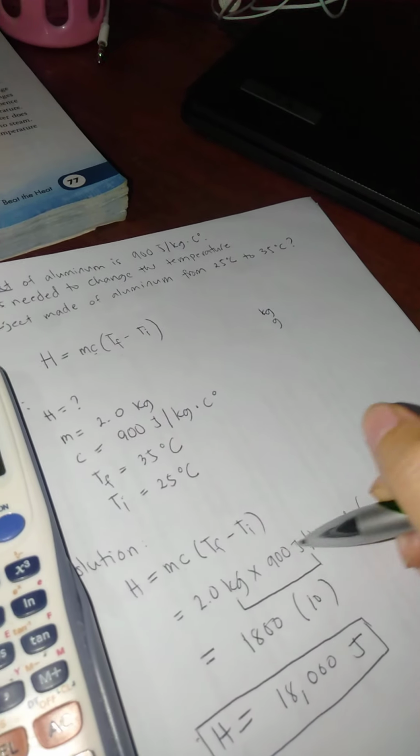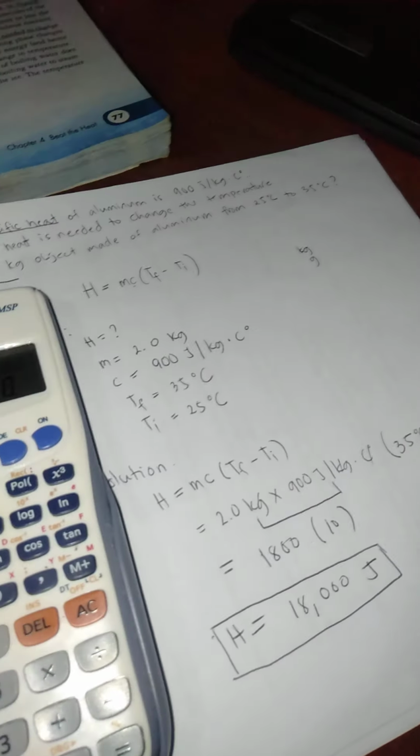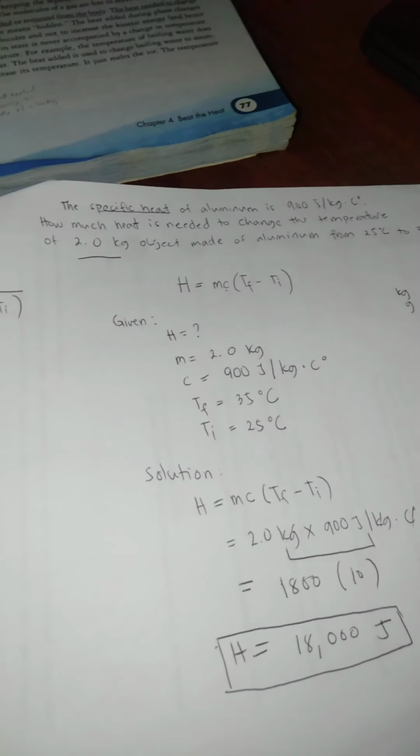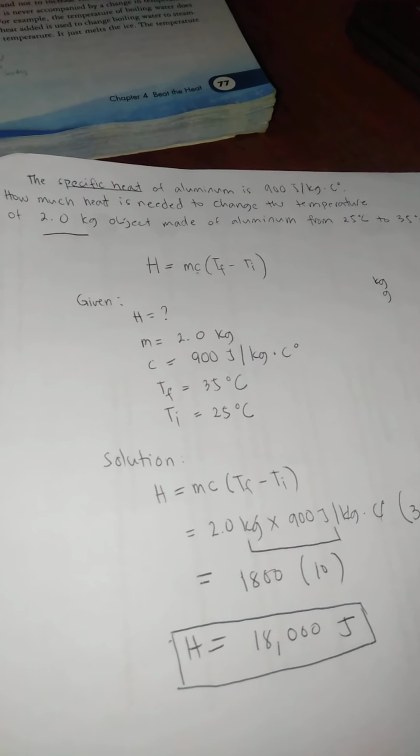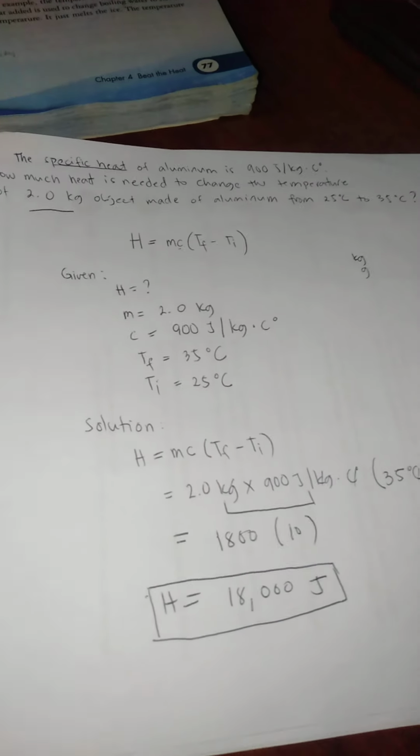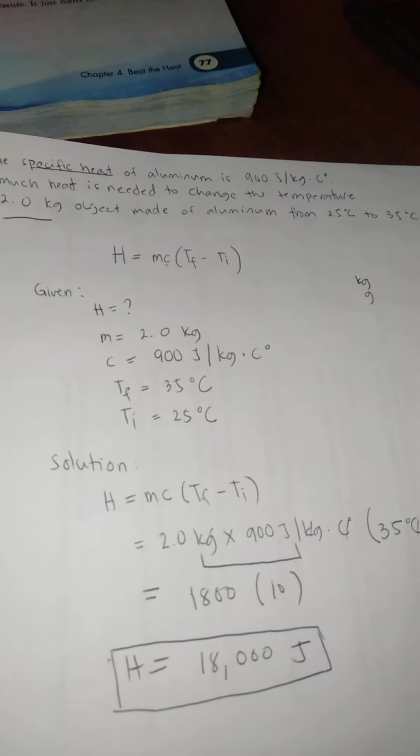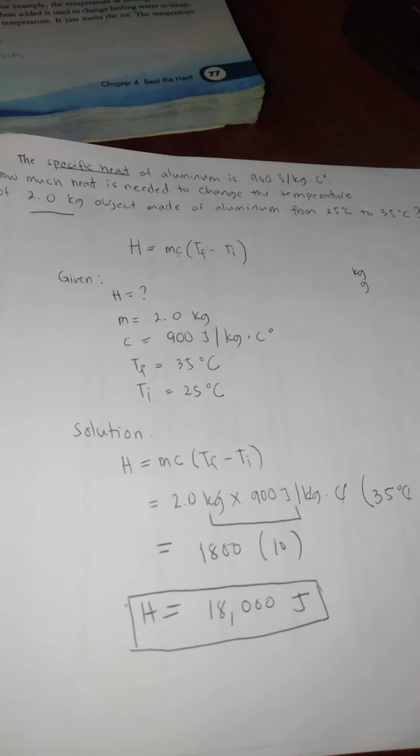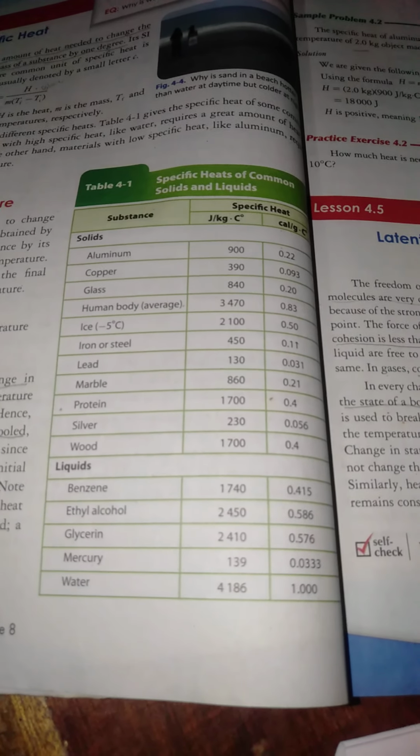Because you will have to cancel out all the remaining units. That's how you will compute for the problem solving if the question is about the heat needed to change the temperature. In your module you only have one problem solving, and that is to find the heat needed to change the temperature, but be sure to identify which object is asked in that problem.